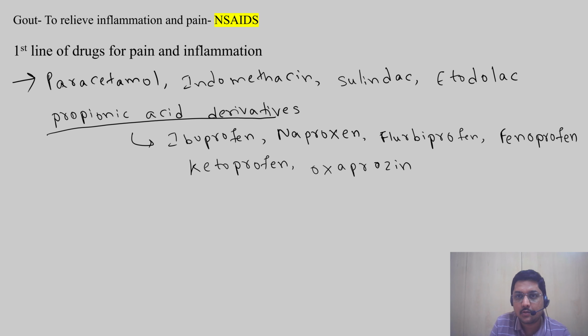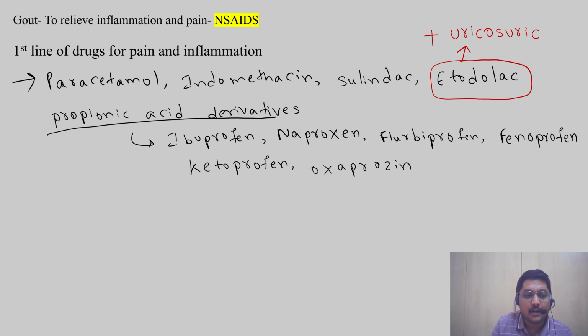What is the thing we should know about this etodolac? Etodolac has one more special property along with anti-inflammatory, that additional property is uricosuric property.